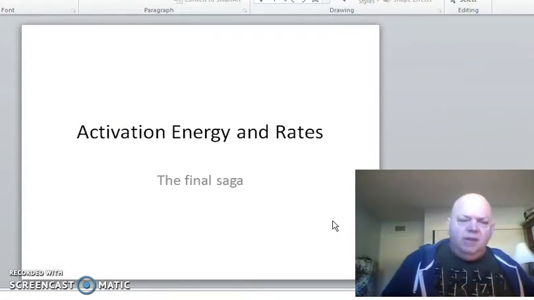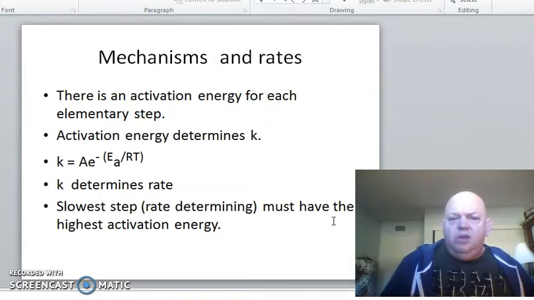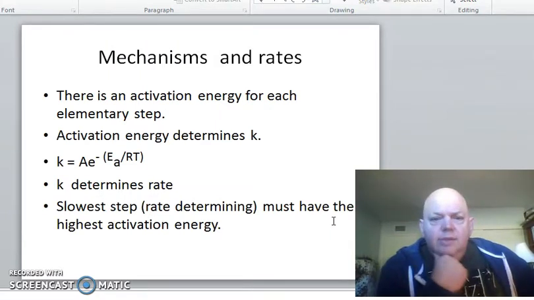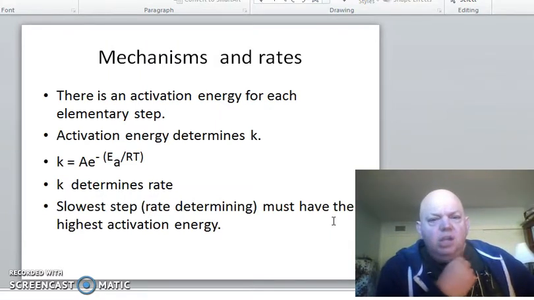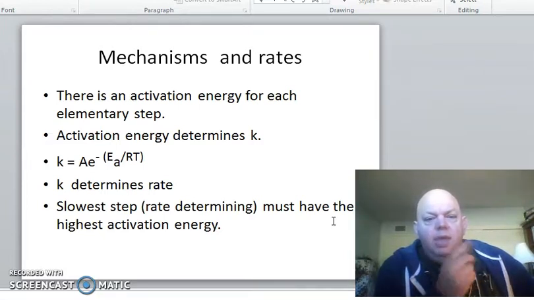Now, let's talk about activation energy and rates, the final saga. There is an activation energy for each elementary step, and that activation energy determines our k, our constant, for the reaction. And that's the formula that you're seeing there: k equals A times e to the negative activation energy divided by R times T, the temperature. So k is going to determine the rate.